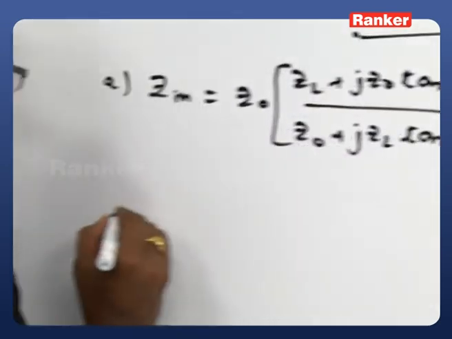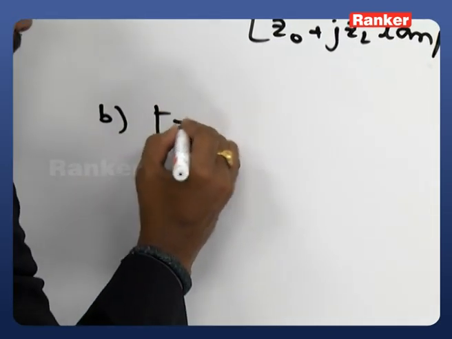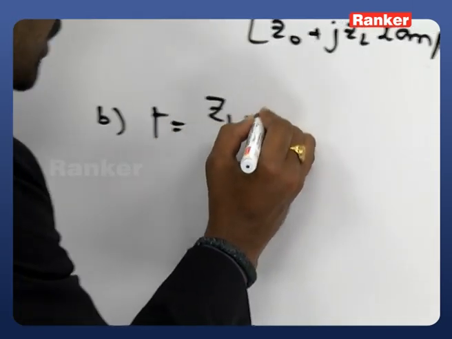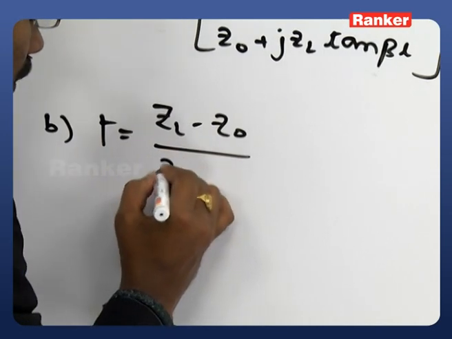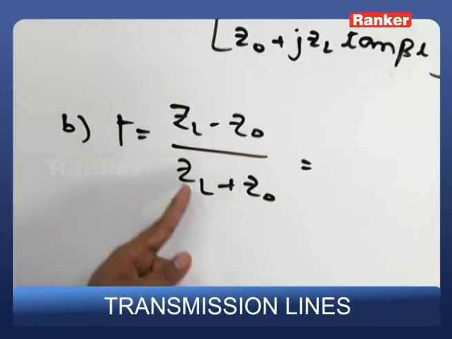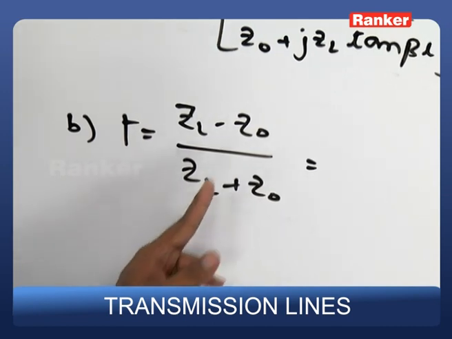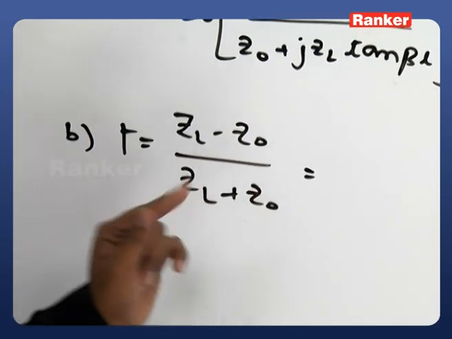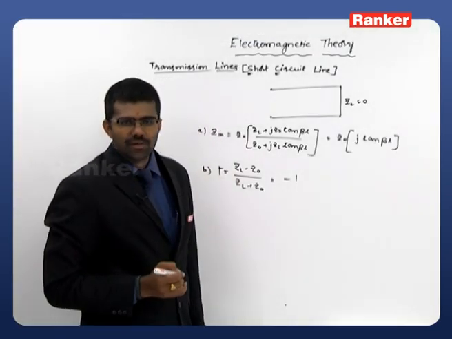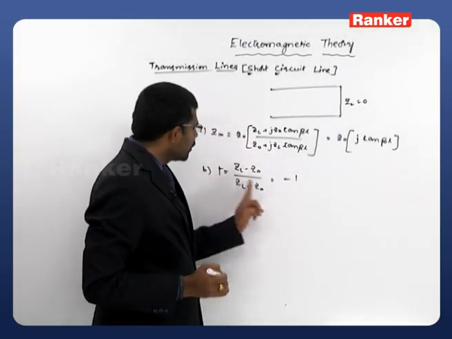Similarly, I will observe the second parameter, gamma. Gamma is equal to, what is the basic equation for gamma? ZL minus Z0 divided by ZL plus Z0. As I said, ZL is equal to 0 for a short circuit line. What you will get is minus Z0 divided by plus Z0, which is equal to minus 1, right? Gamma equals minus 1.